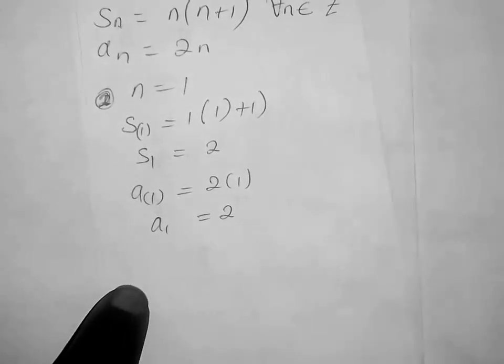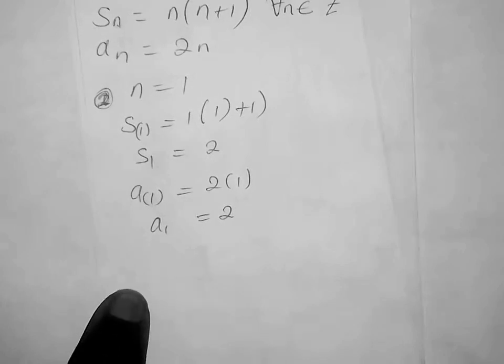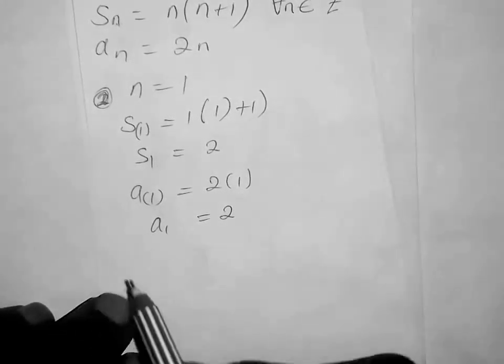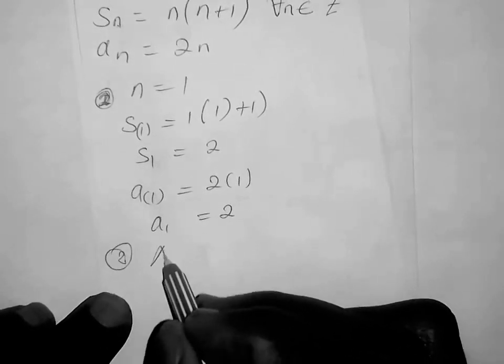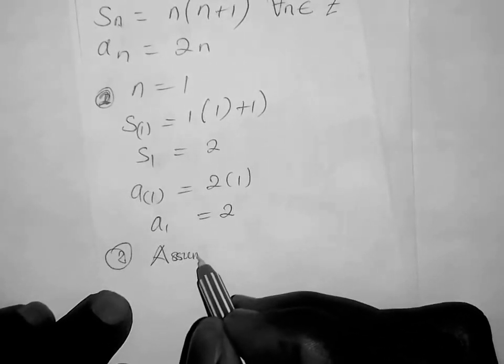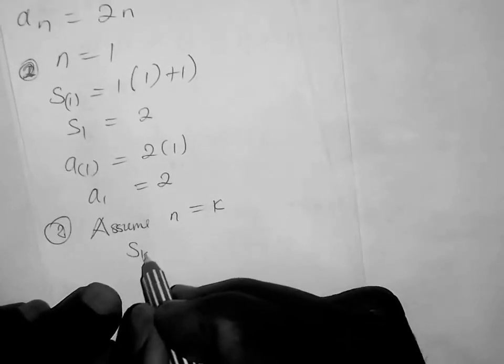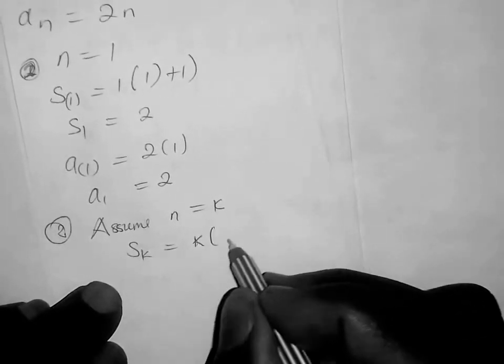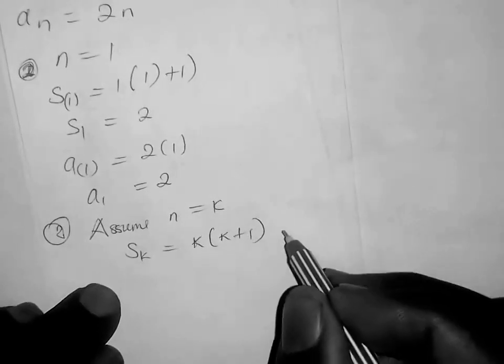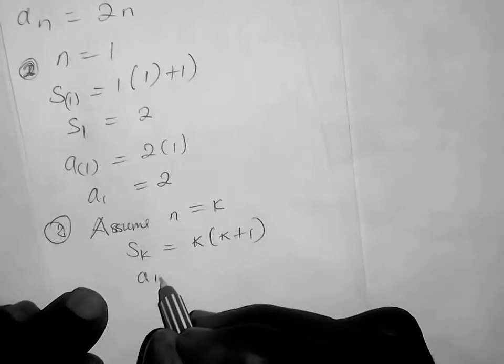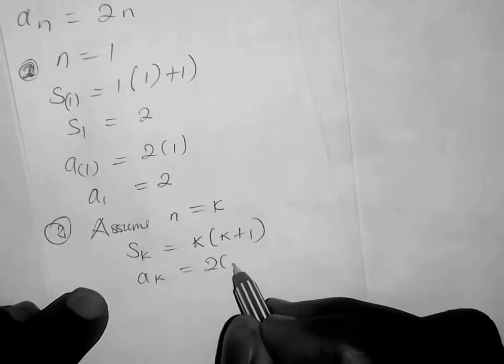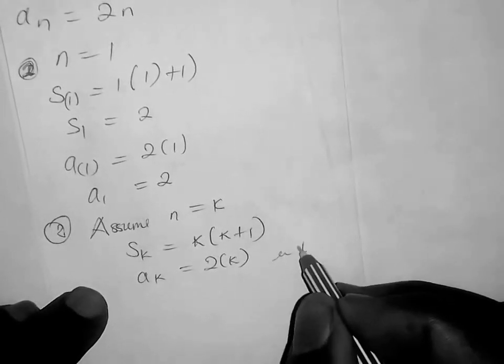And you agree with me, if you only have one term in a sequence, the sum of that one term will be the exact term. All right, so this is what we have. Then the third step, you assume for n equal to k, our statement Sk is equal to k(k + 1), and we have Ak is equal to 2k is true.